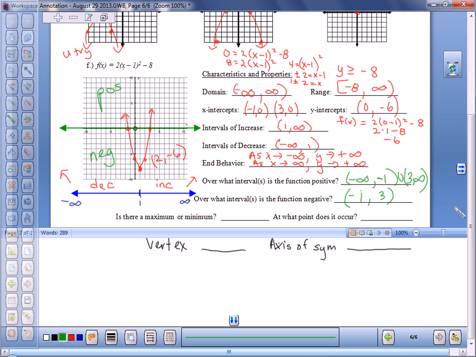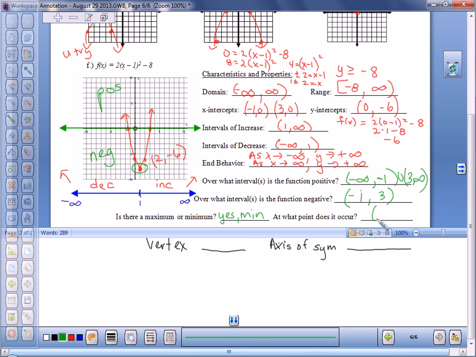Is there a max or min? Yes. This point, the vertex, will always be either a max or min on a quadratic function. So yes, we do have a min here. And at what point does that occur? It's the same as the vertex, 1, negative 8. So the vertex is also that point, 1, negative 8.